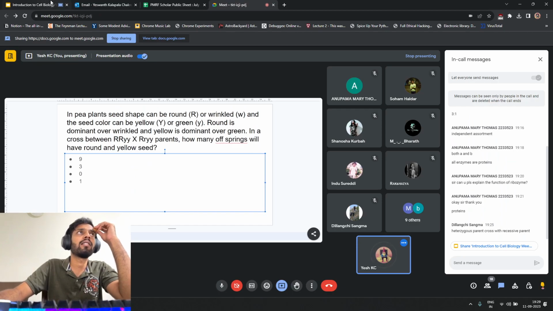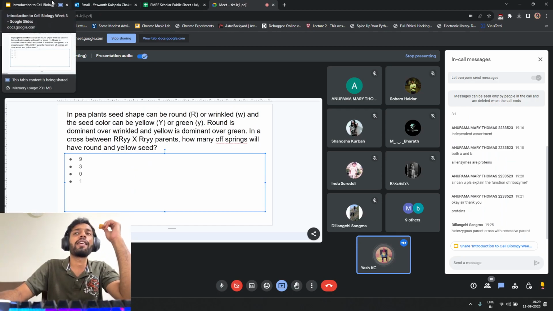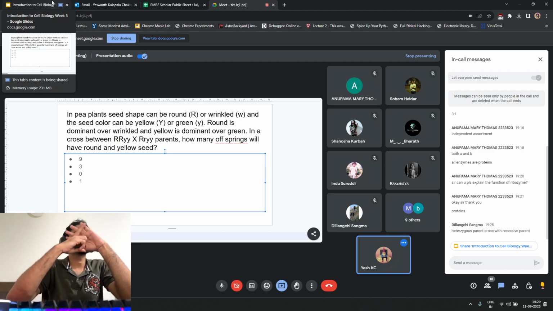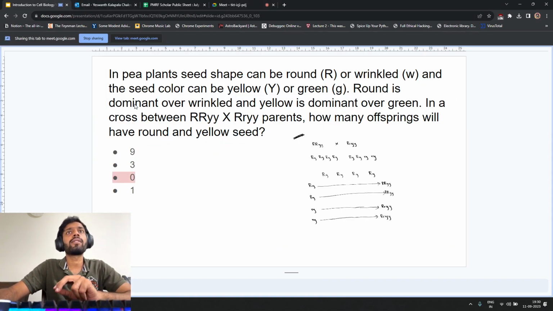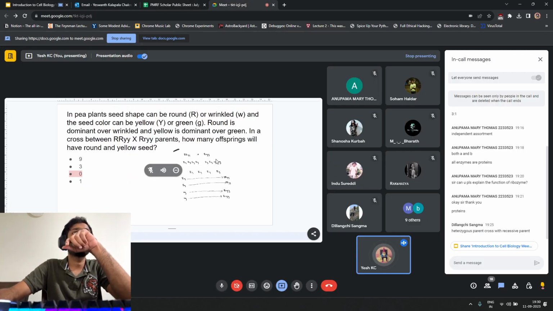Can you guys do crossing in Punnett squares and everything? I will go through how to do this, and you can ask me if you have any doubts. Essentially, we have RRYY, which is homozygous round and yellow, and rryy, which is green. Or Rr, which is heterozygous round, and yy, which is homozygous green. These would be the alleles that would be produced.